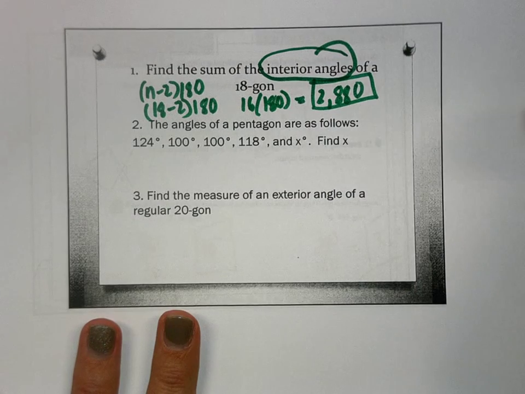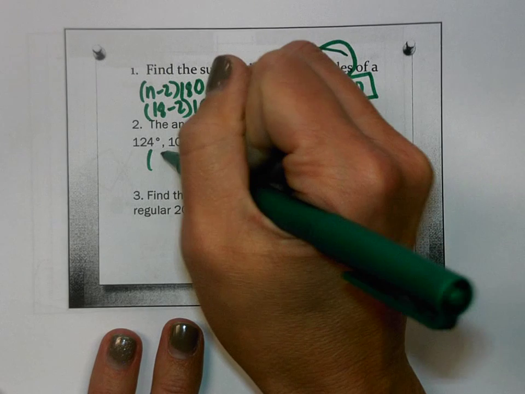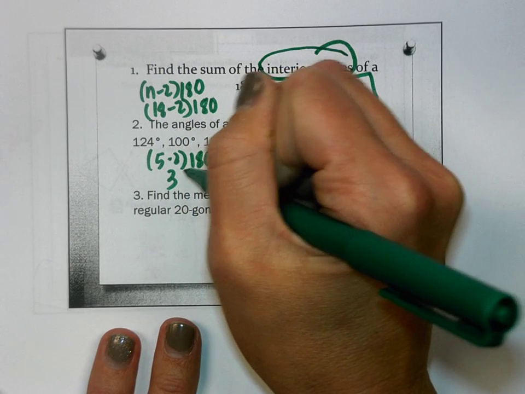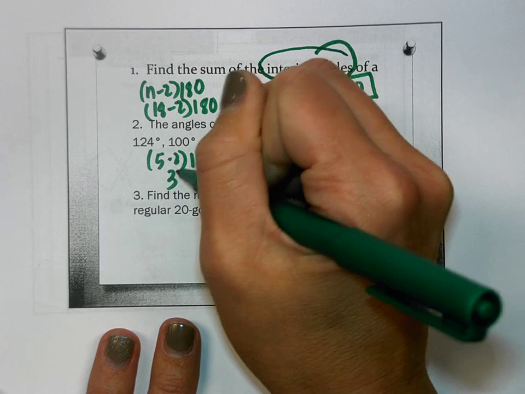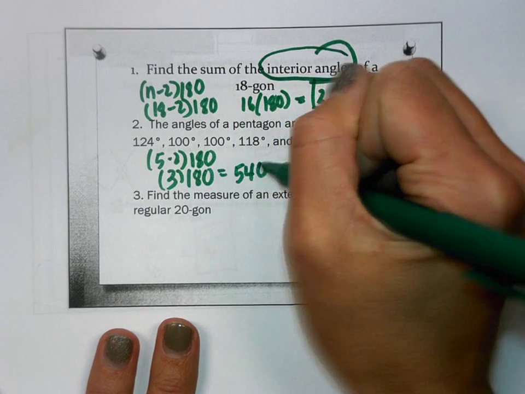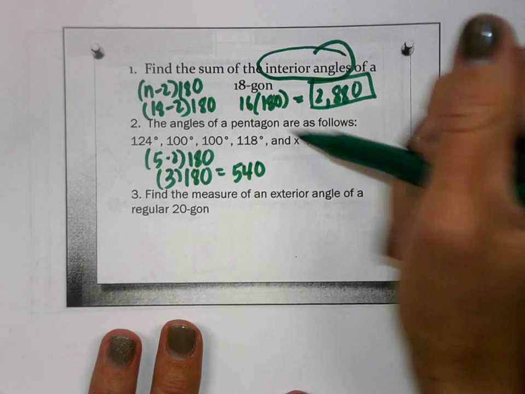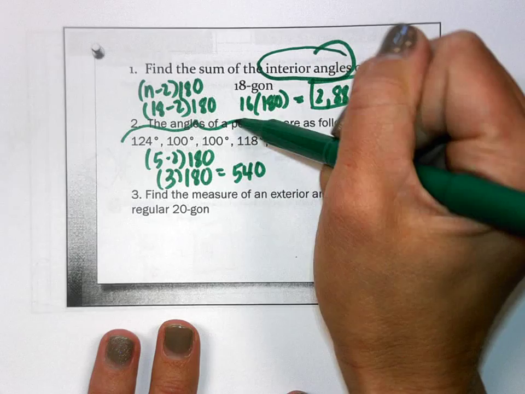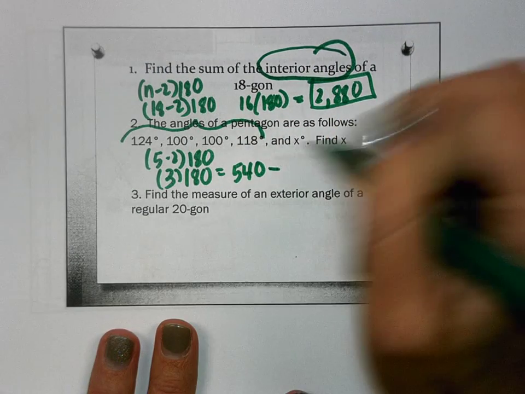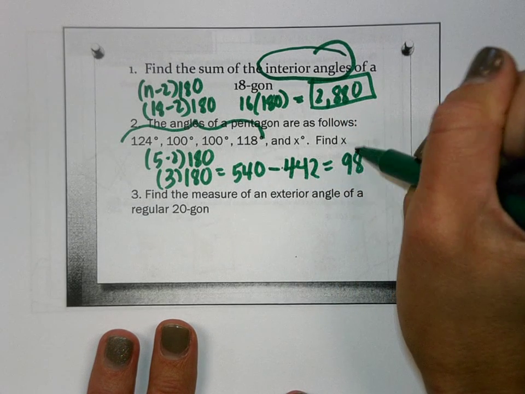Now, a pentagon has how many sides? 5. 5 minus 2 times 180. 3 times 180, we're going through this now, is 540. Now, that's how much all of the interior angles add to be. We have to add these together and subtract it from 540. So you should have 540 minus 442, which is 98.